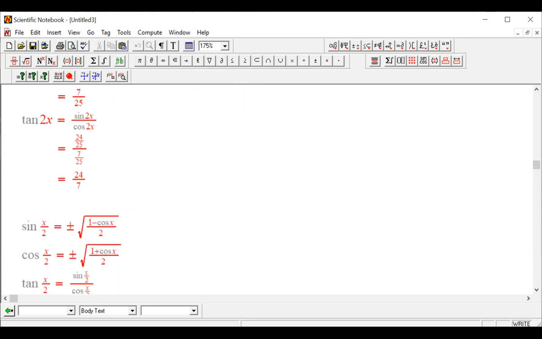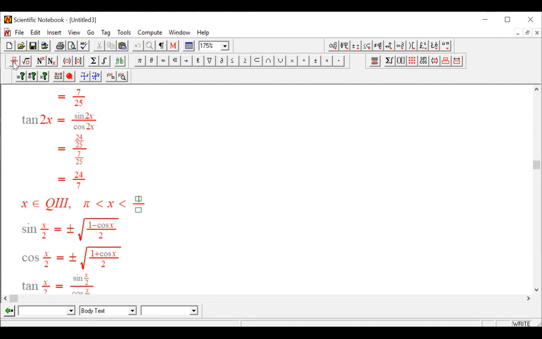Half angle, right? We need to determine whether we're going to choose the positive sign or negative sign. Since x is in the 3rd quadrant, what does it mean, x in the 3rd quadrant? That means that x is larger than pi and smaller than 3 pi over 2, sorry.